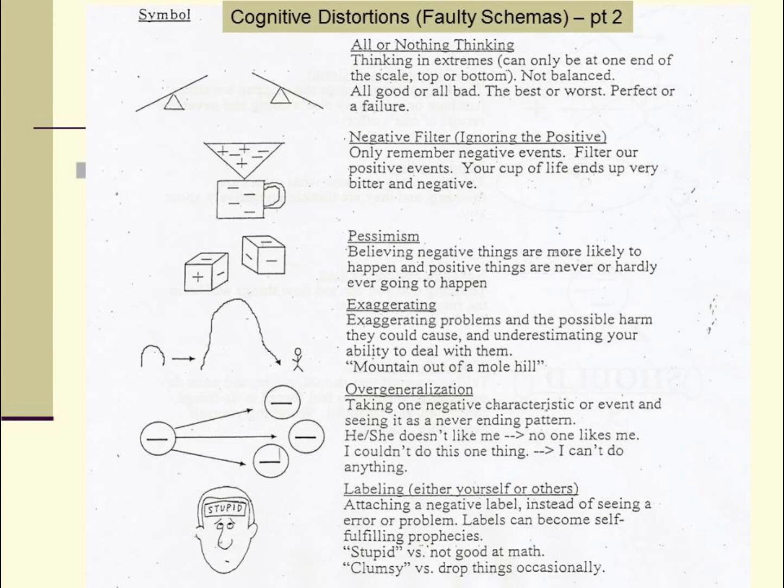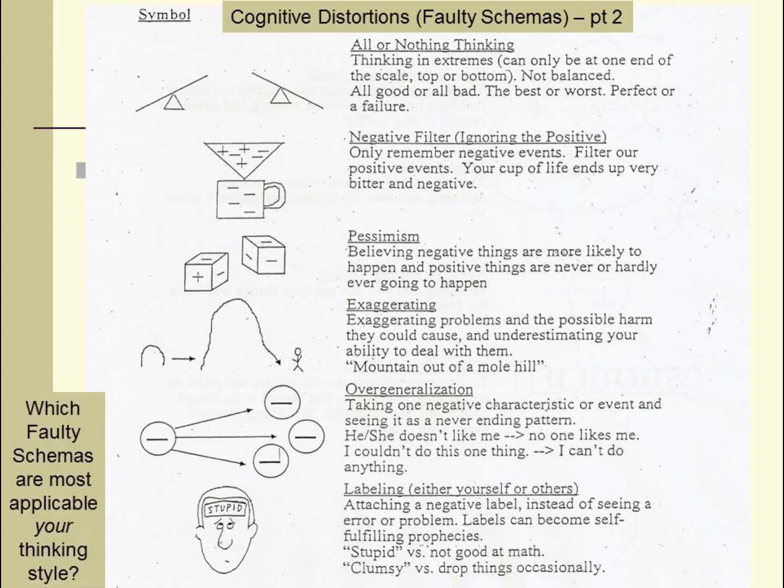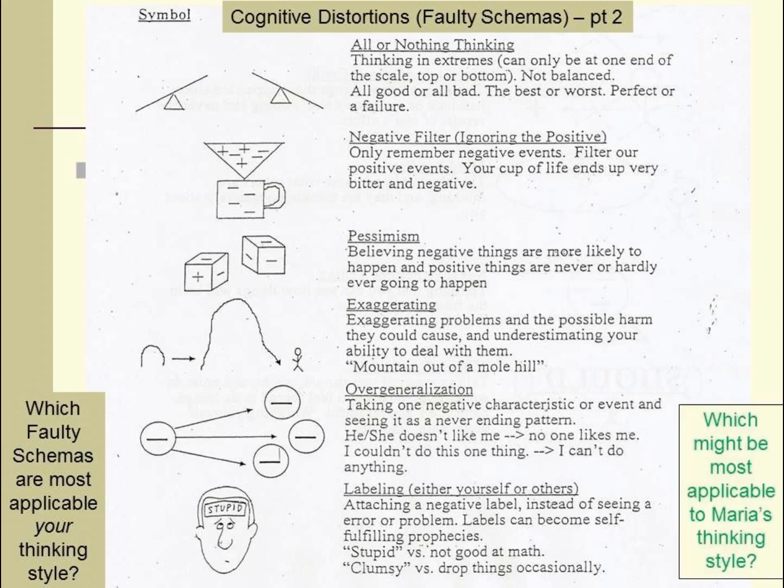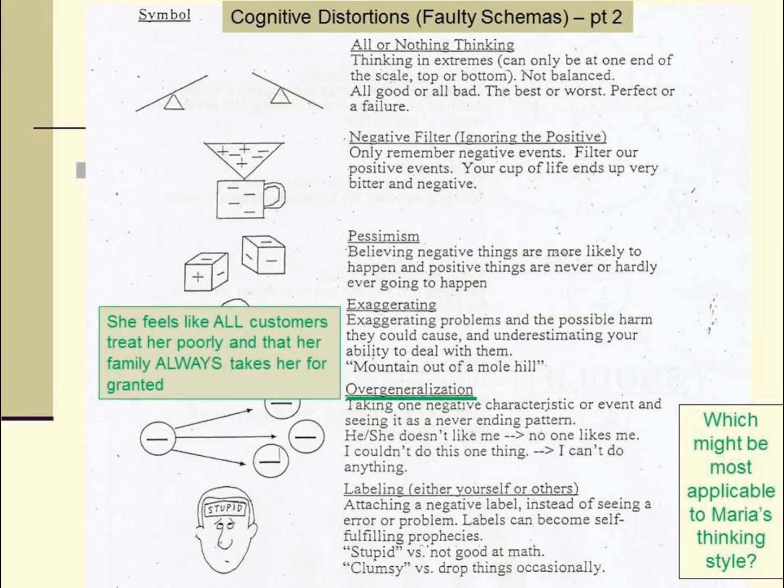Now here's a second page. Yes, there are more. Would any of these apply to you? Please realize that you may experience more than one. Now, which cognitive distortions are applicable to Maria's thinking style? One idea is overgeneralization, which she feels both at home and at work. Which others may apply to Maria?